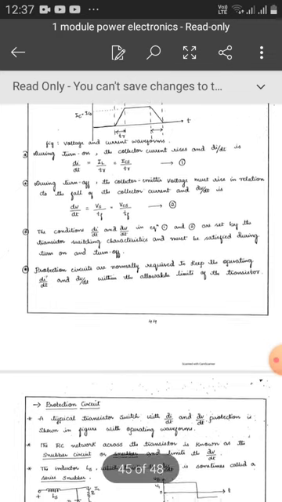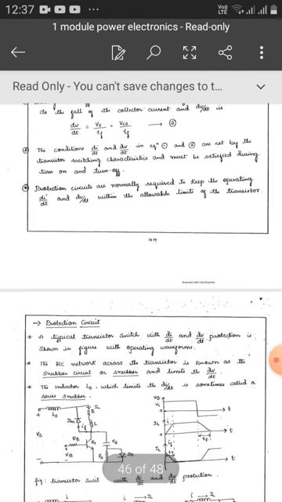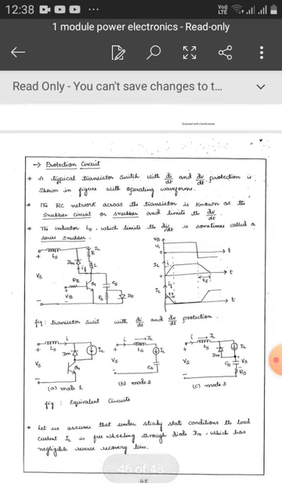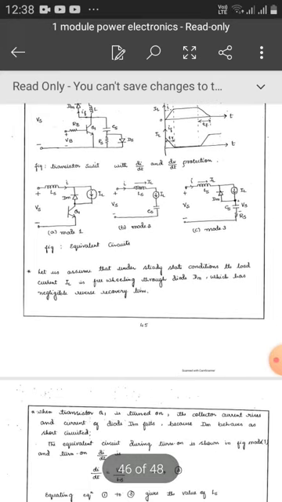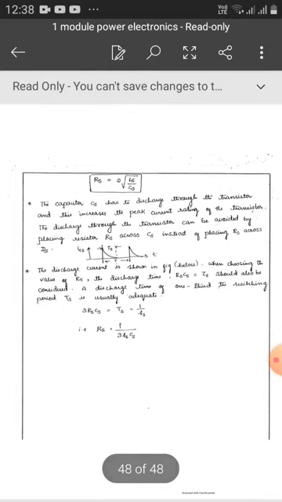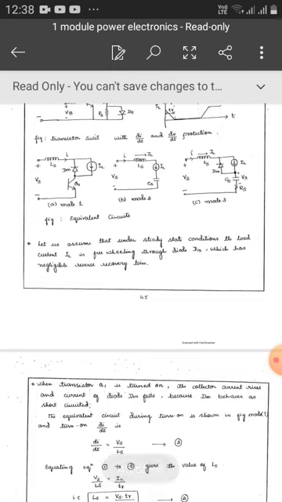Next is the protection circuit, protection against dI/dt and dV/dt. This is the circuit diagram for dI/dt and dV/dt protection. A snubber circuit is used for that, and this is how it is used to provide protection against dI/dt and dV/dt.